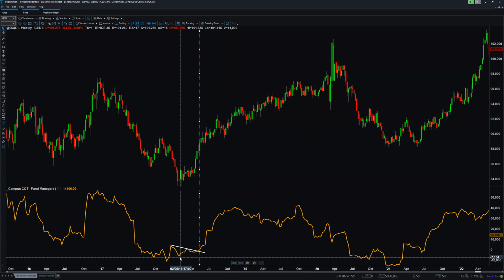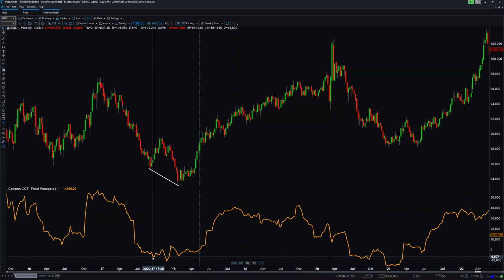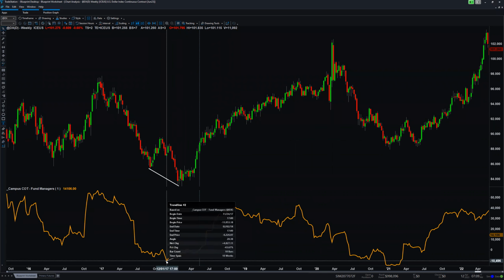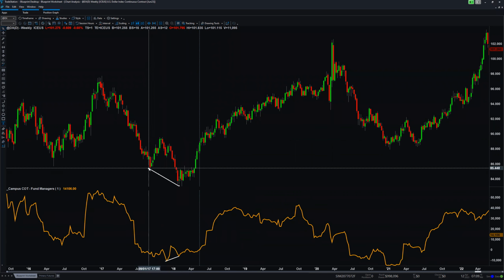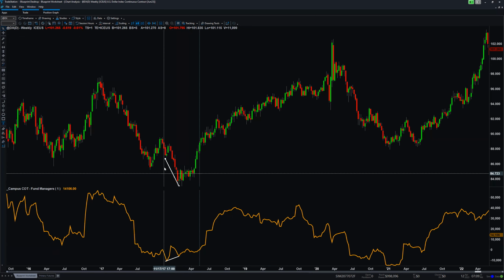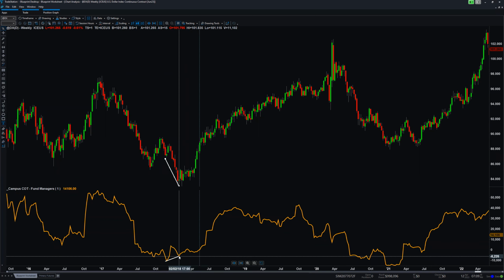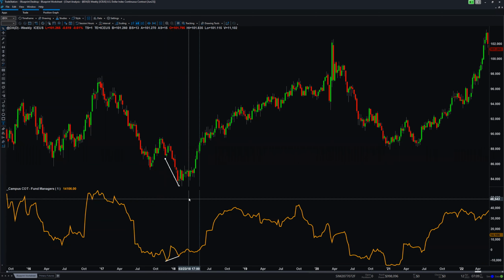But what's very interesting to see is that if I'm looking at low versus low, or even here to here, then what is that? That's a divergence. So whatever price is doing is not reflecting what the non-commercials are doing, and vice versa, right?